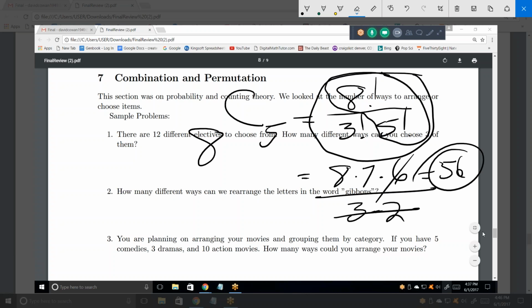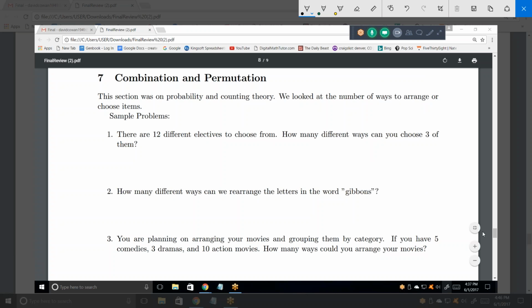Now, next one's a little tougher. Trying to figure out the best way to show you this. If I had this word, how many different ways could I rearrange those letters? Or pick one.